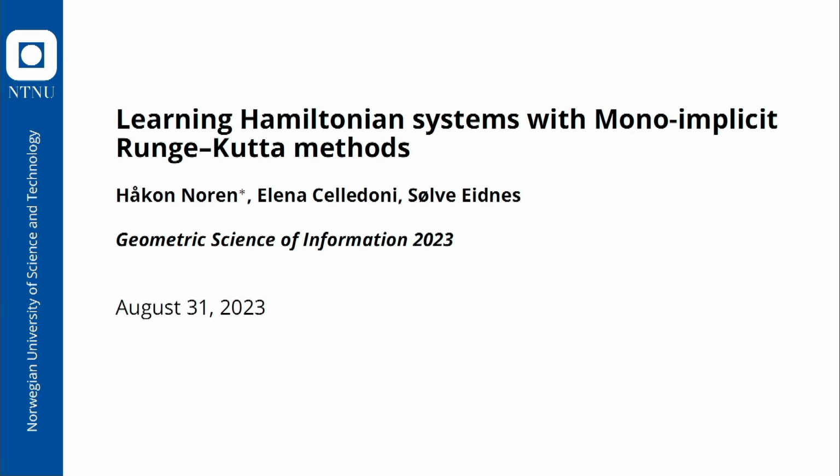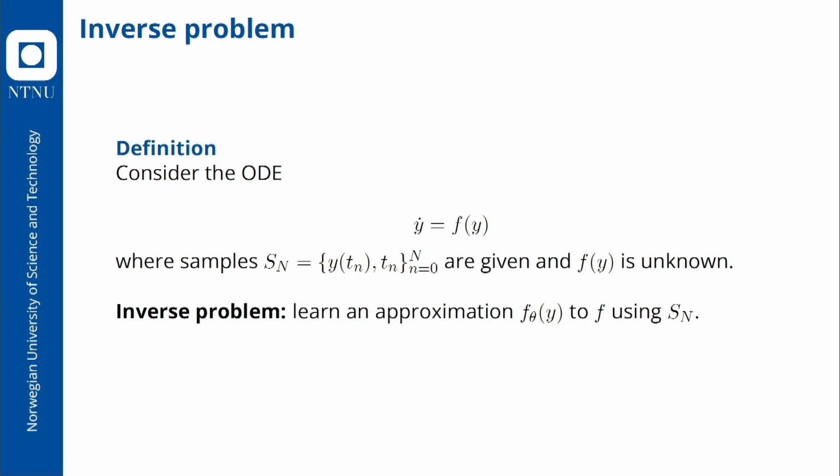So my name is Håkon Norén, and I am a PhD student at the Norwegian University of Science and Technology. And I will talk about how you can learn Hamiltonian systems by using mono-implicit Runge Kutta methods in combination with Hamiltonian neural networks. And I should emphasize that this is joint work with Elena Celledoni, my supervisor, and Sølve Eidnes, my co-supervisor.